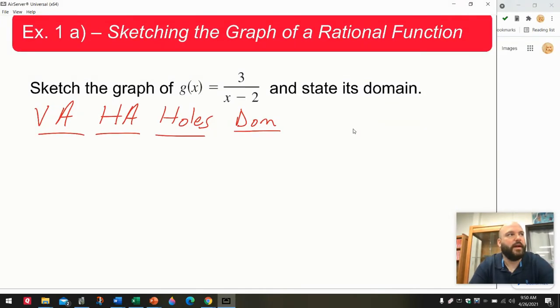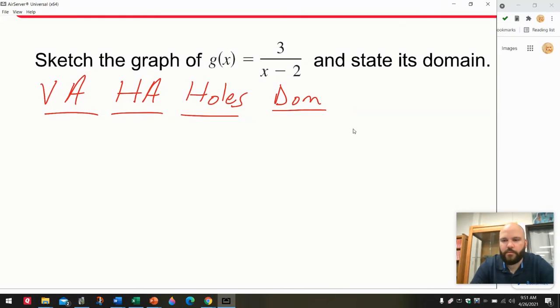They would like us to sketch the graph of g of x equals 3 over x minus 2. In order to do that, we need to find a few parts of the graph first. You can see the vertical asymptote, which is VA, and then the horizontal asymptote, followed by any holes that the graph might have. And then lastly, we need to state the domain of the function. So let's go ahead and do that first, and then once we find those things, we will be able to graph the function.